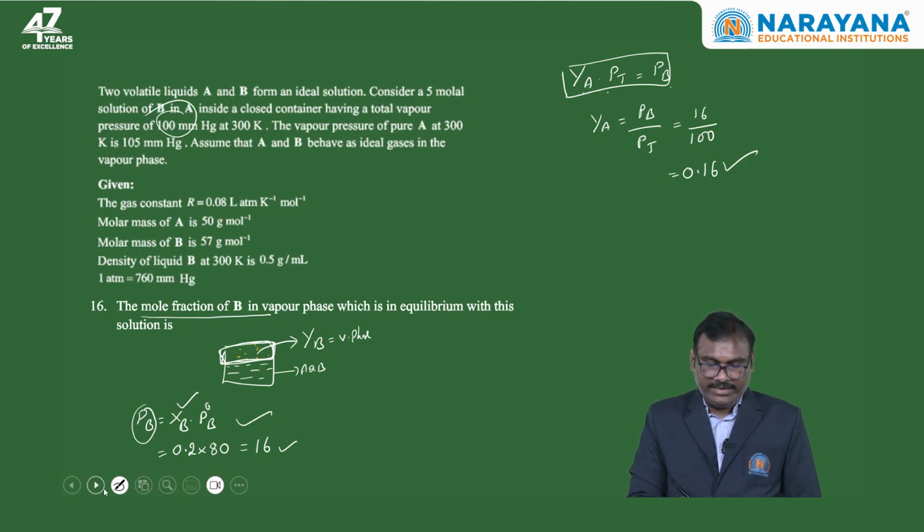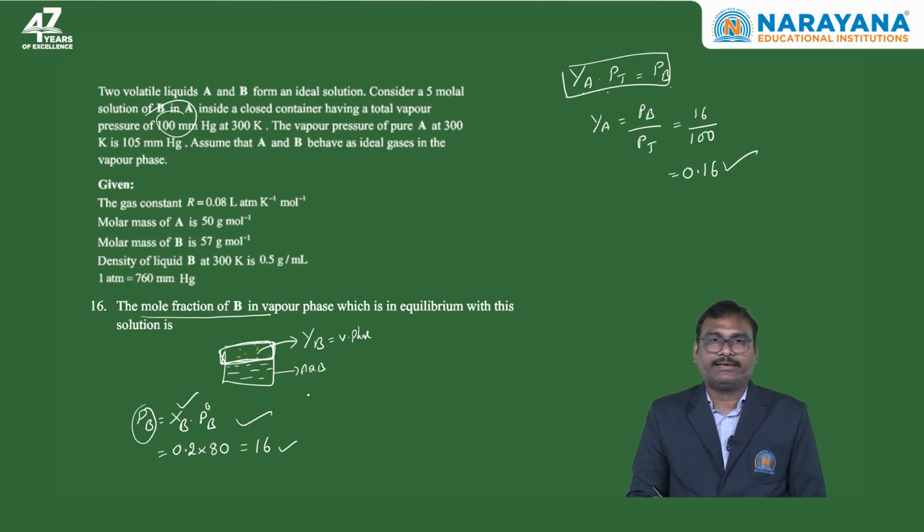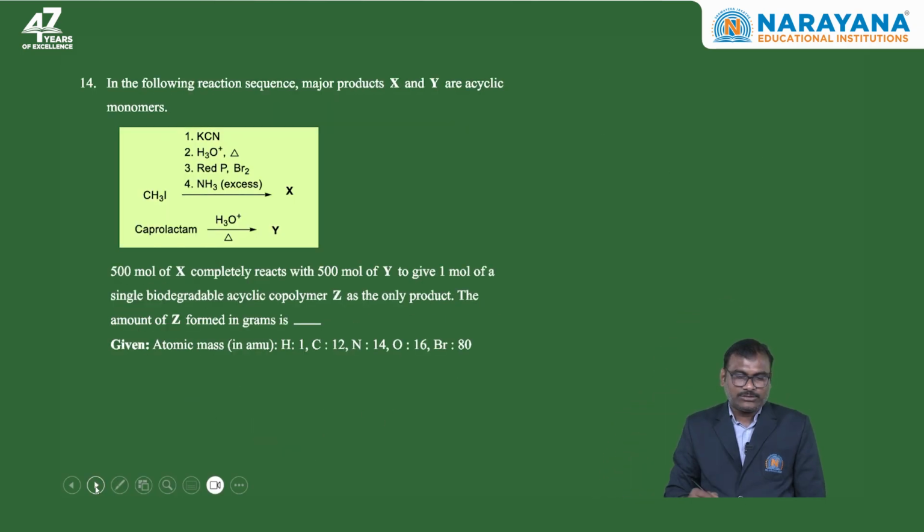Okay, thank you very much, students. This was the question regarding physical and inorganic. For the next question: in the following reaction sequence, the major products X and Y are acyclic monomers.